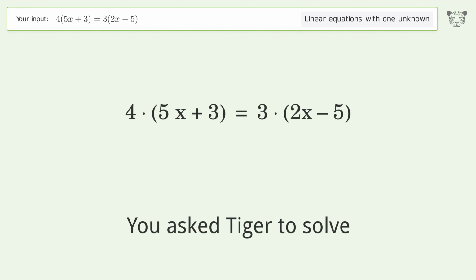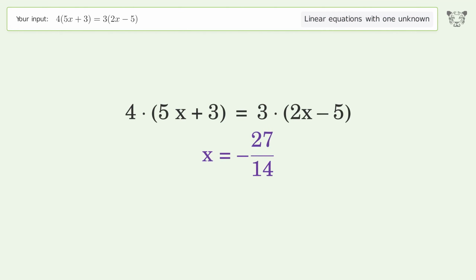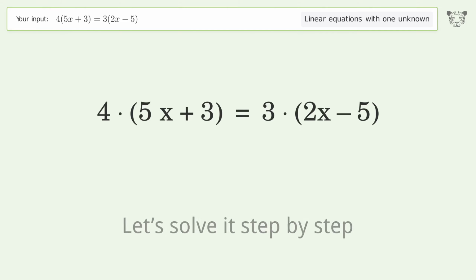You ask Tiger to solve this. This deals with linear equations with one unknown. The final result is x equals negative 27 over 14. Let's solve it step by step.